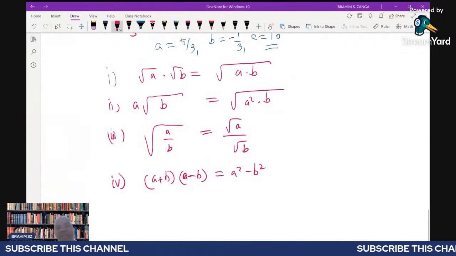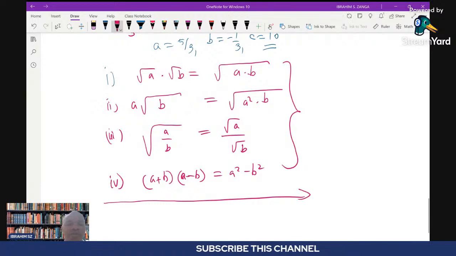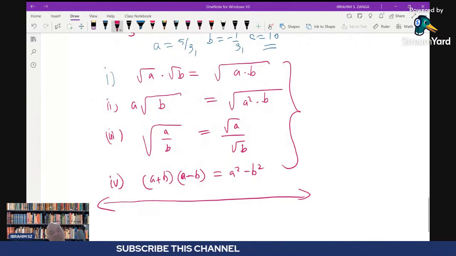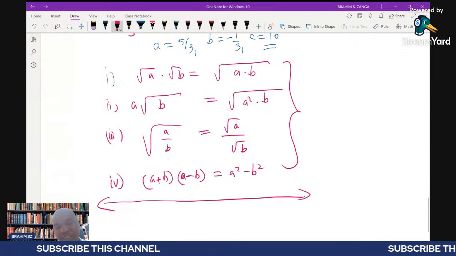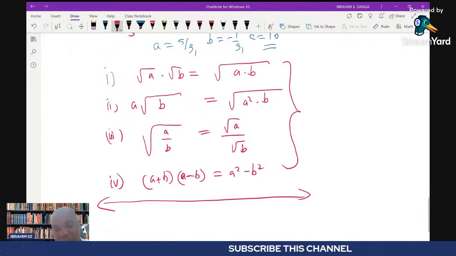I think these four reminders are very important for you to be able to solve questions very easily in the topic of radicals.